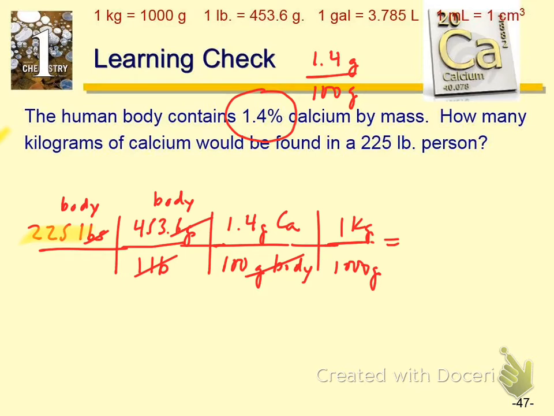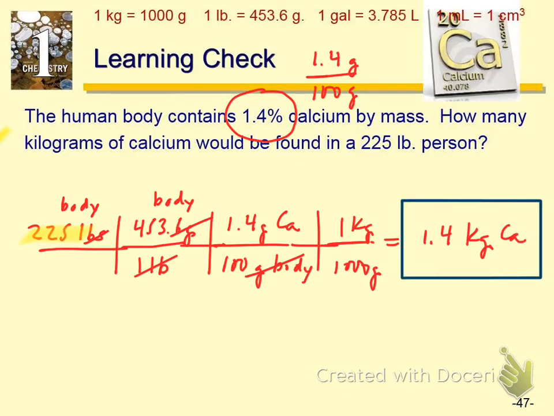1.43, two significant figures. So we're going to put this in two significant figures, and it sounds like it's going to be 1.4. Is that right? 1.4 kilograms of calcium. Okay? Does that make sense? That makes sense?